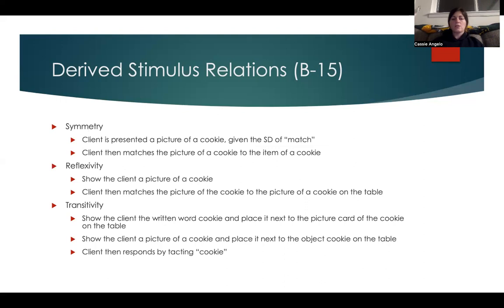So this is when we showed the client the written word cookie and placed it next to the picture card of the cookie that was on the table. We then showed the client a picture of a cookie and placed it next to the object cookie on the table. And then the client responds by tacting cookie.